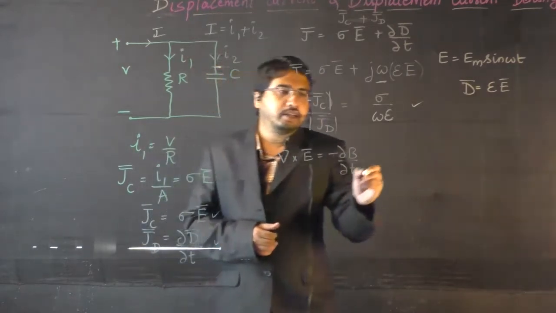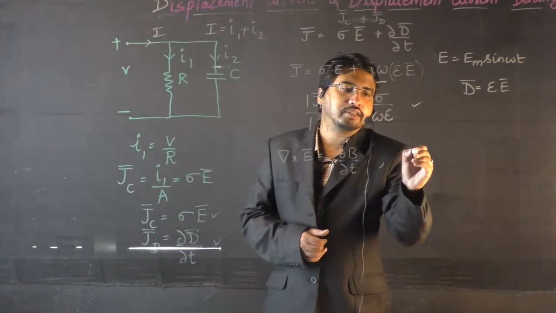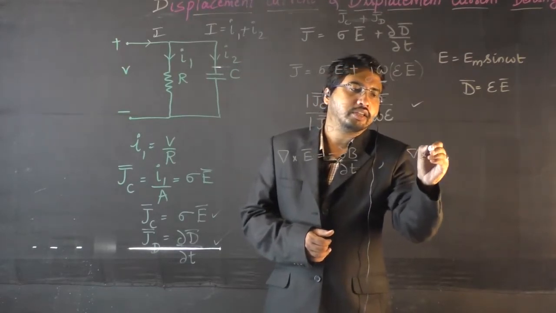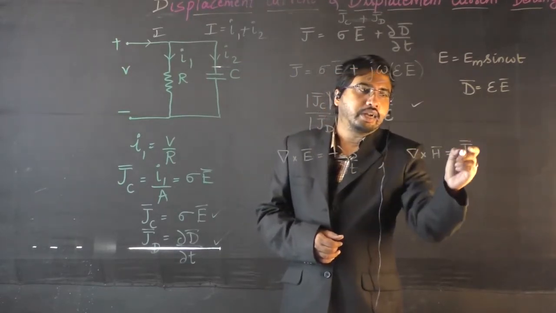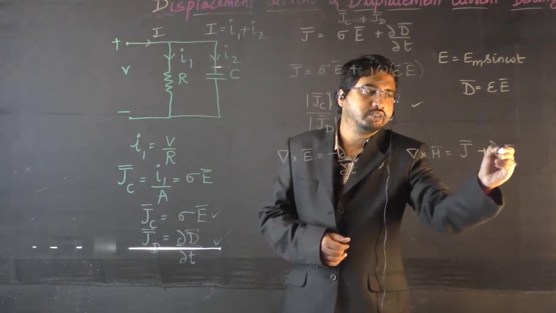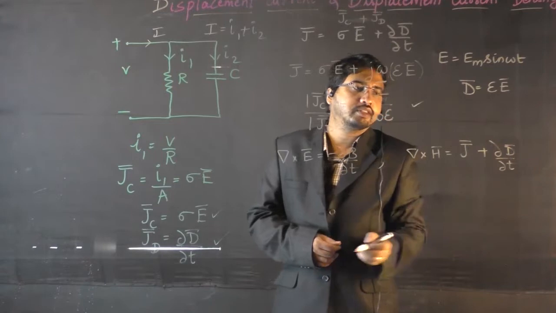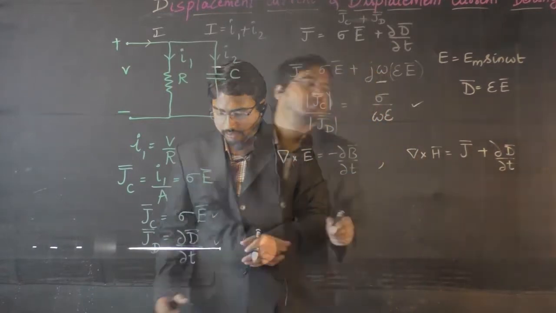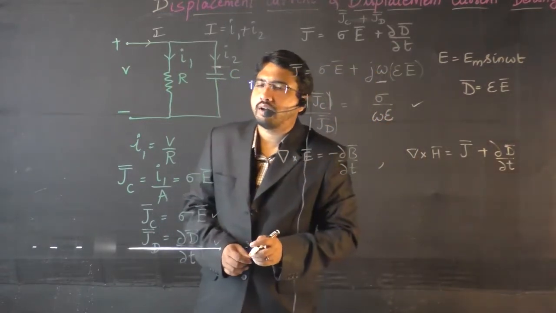Similarly, from the modified Ampere circuital law, del cross H bar is equal to conduction current density Jc plus displacement current density dou D bar by dou t. Like that some expressions we have derived. So based on this, let us do a small simple problem.